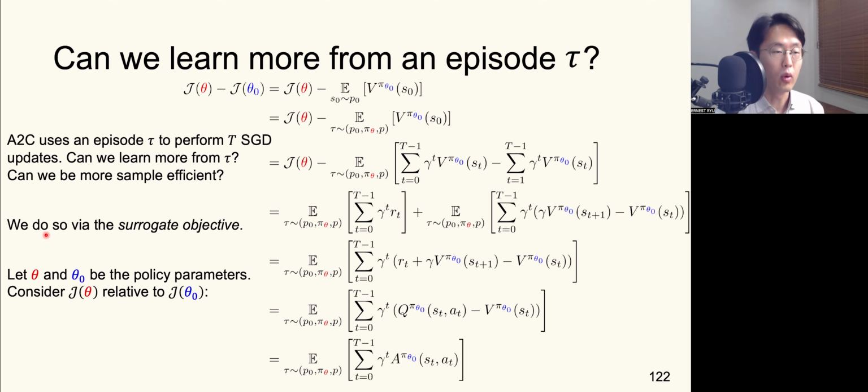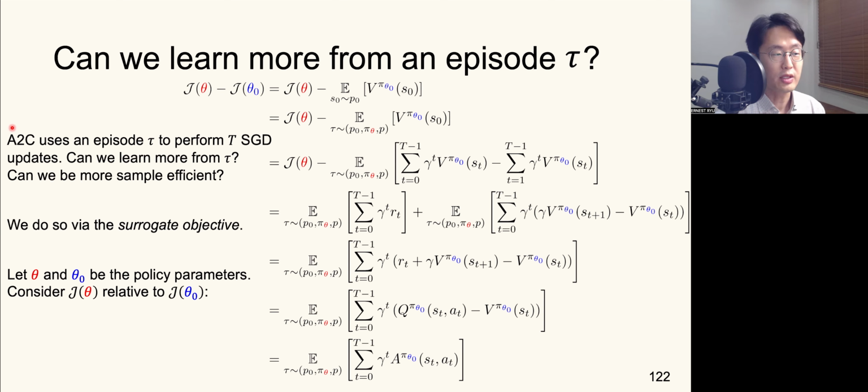So how can we learn more from an episode? Well, the algorithm A2C uses an episode to perform T SGD updates. Now, can we learn more from a given episode? Can we be a little bit more sample efficient?